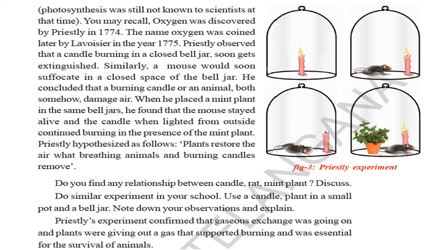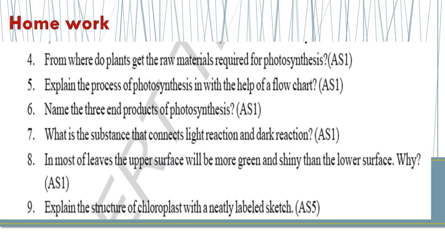Now the homework for today's lesson. First question: from where do plants get the raw materials required for photosynthesis? Second question: explain the process of photosynthesis with the help of a flow chart. Third one: name the 3 end products of photosynthesis. Next, what is the substance that connects light reaction and dark reaction?